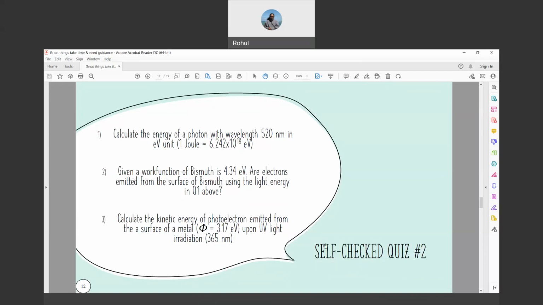Also, self-check quiz 2. You can use those Einstein equations to calculate the energy of a photon from its wavelength. These are some conversions. Given the work function, remember work function psi equals h, the Planck constant, multiplied by frequency. So you get this energy, and then you can determine whether this particular light, with a wavelength of 520, can emit photoelectrons or not. All this is about the photoelectric effect. Make sure you look at the photoelectric effect topic to answer this self-check quiz 2.